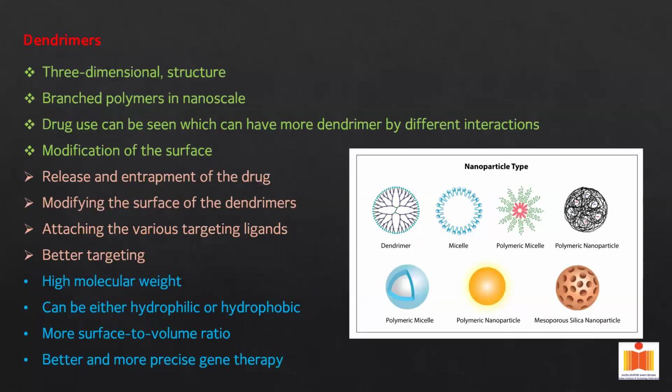Next, please. So dendrimers are another type. If you see the shape of a dendrimer, this is a dendrimer. We will be seeing micelles and polymeric nanoparticles as well. I'm not going into detail, I just want to show what the particles are. If you see, they are three-dimensional. They have a branching pattern, and because of this branching pattern, they can have different interactions. They can modify, and ultimately they can trap the drug or release the drug at a particular entity. So ultimately, it gives better targeting.